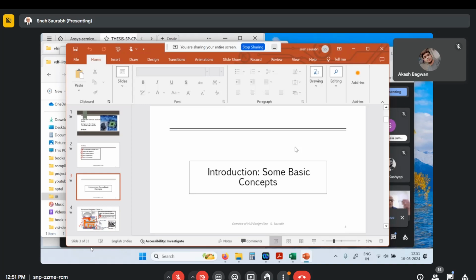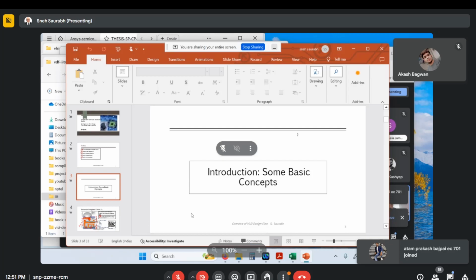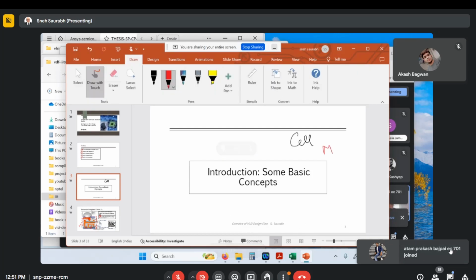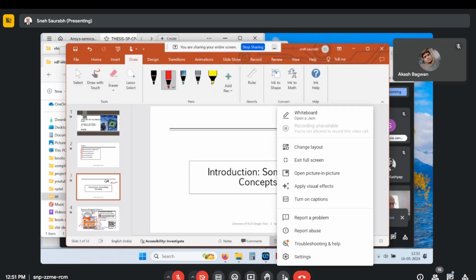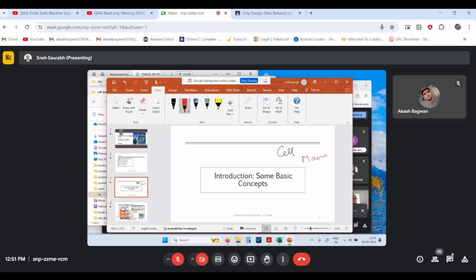Sir, please go on. I want to understand the macros in logic synthesis, sir. What is the importance of cells and macros in logic synthesis? Okay, you want to know the difference between cells and macros, right? No, sir. The importance of cells and macros in logic synthesis. But you explained, I want it once again, sir.